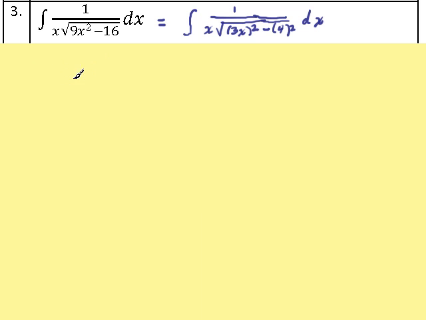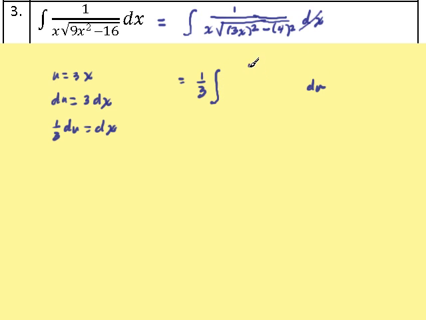So here we'll put u equal to 3x, and du is equal to 3dx, or 1/3 du is equal to dx. Okay, so let's start our substitution. So instead of dx, we're going to write 1/3 du.